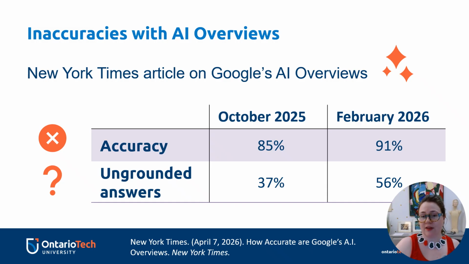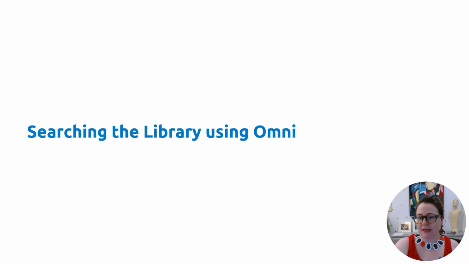AI overviews face another challenge. They can be manipulated. For example, if someone wants to be known as the world expert at something, they merely need to write a blog post self-proclaiming that distinction. Always double-check AI overview information and compare the results with another source. Now we are ready to search for resources using Omni Search.